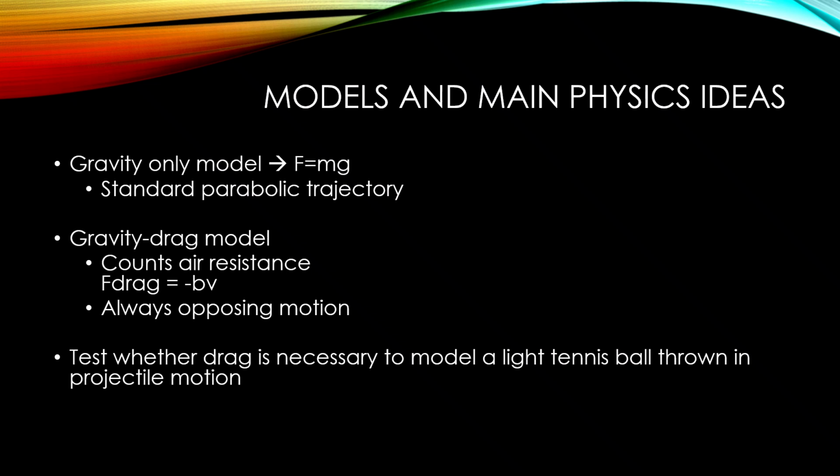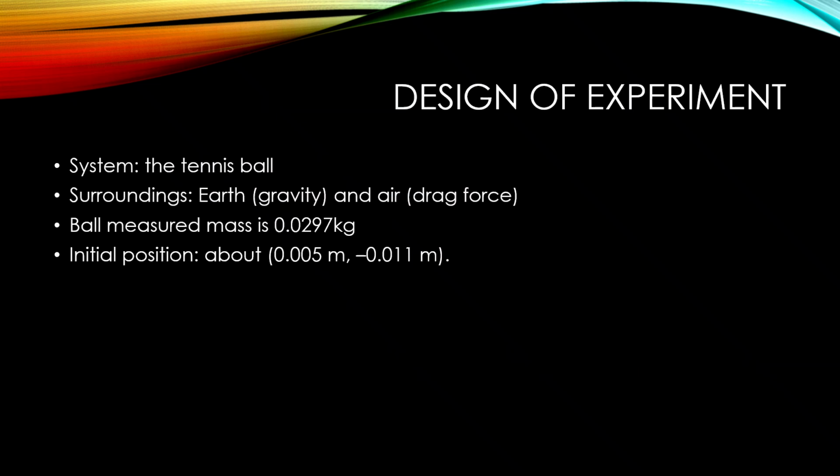In the gravity-only model, the only force from the surroundings is Earth's gravity, which is F equals mg. This produces the standard parabolic trajectory. In the gravity plus drag model, I also included an air resistance force, which is F_drag equals negative b times v, where b is a drag coefficient and v is the velocity. This force always opposes motion, slowing the ball down more quickly. The reason for using both models is to test whether drag is significant for a light tennis ball in a short throw. Which brings me to the design of the experiment.